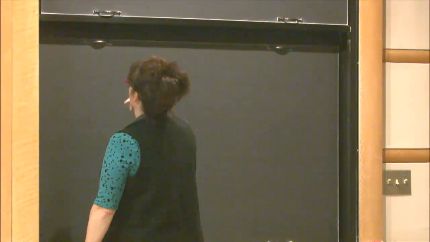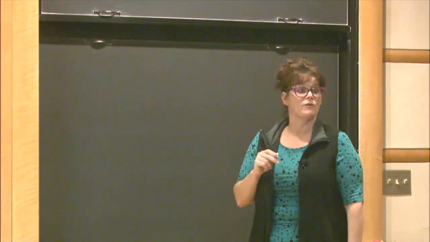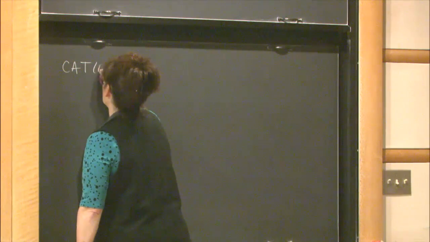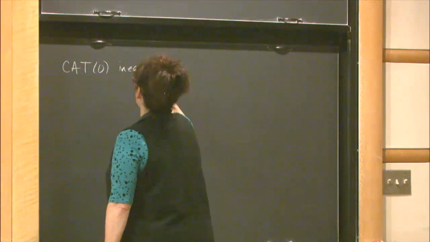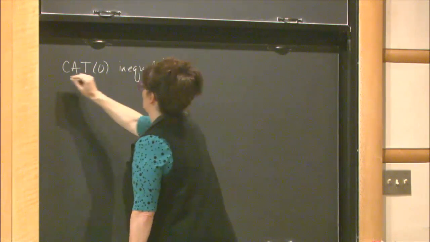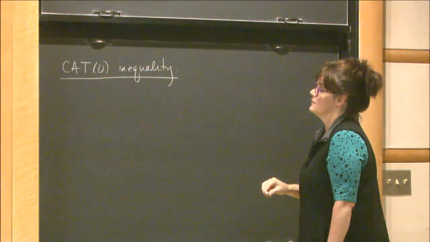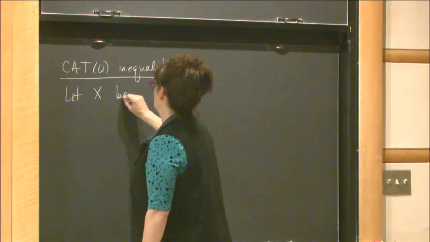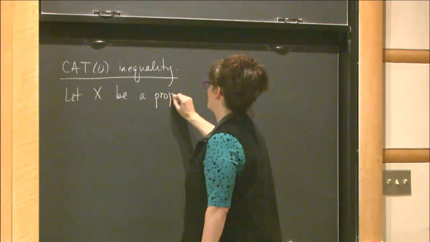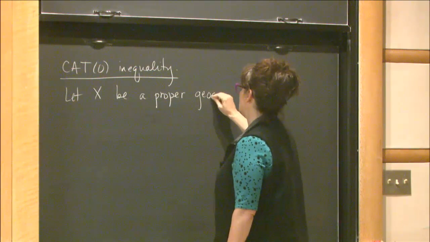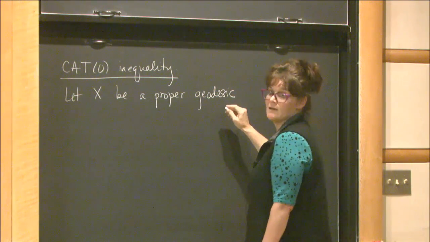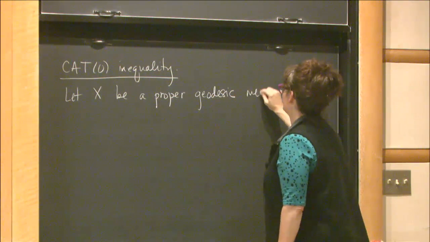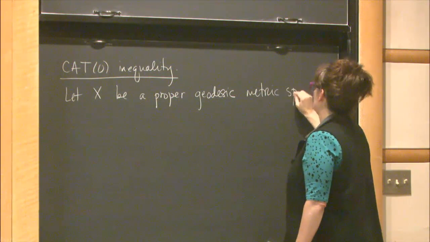So what I want to do first is give one notion of non-positive curvature. So I want to talk about the CAT(0) Inequality. All right, so here's what it is. So let X be, and always today, I'm going to say proper geodesic metric space, even though some of my definitions don't require it. I'm just going to always have it in there so I don't say anything wrong. All right, so this is a proper geodesic metric space.